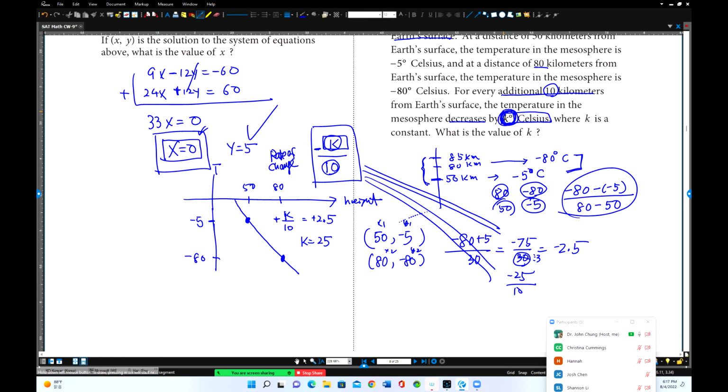So the value of k is a positive number. This decrease means the slope is over here, on the negative side. Don't forget this negative side, okay? Alright, that's number 20, okay?